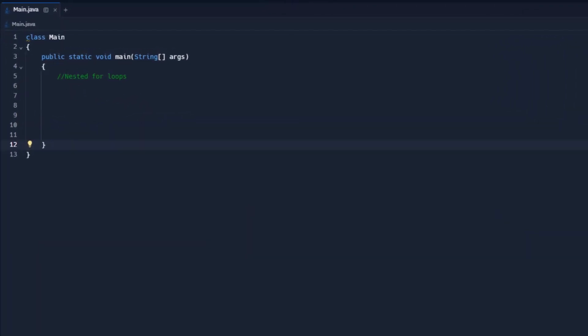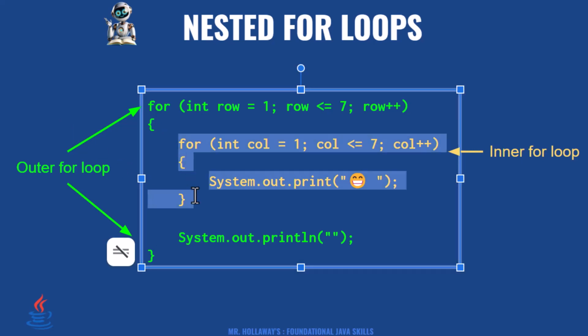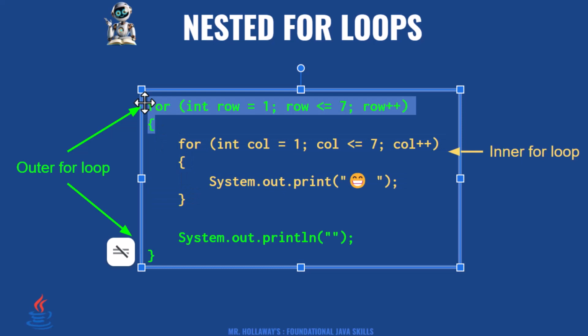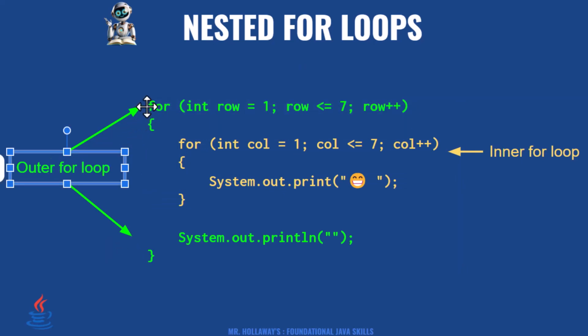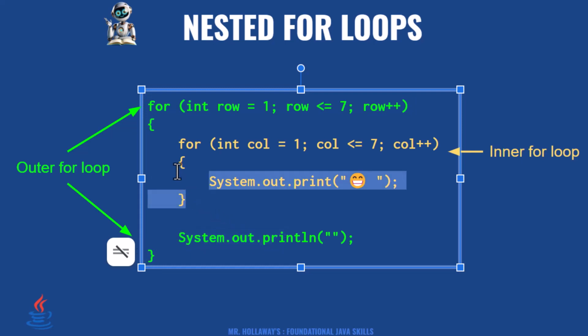All right, nested for loops. Let's come over here first into the presentation. So a nested for loop is simply a for loop within a for loop. So this is a for loop within a for loop. And so here we have an outer for loop, and that is the items in green. So this is part of the outer for loop, okay, and as well as this. And this is the inner for loop.